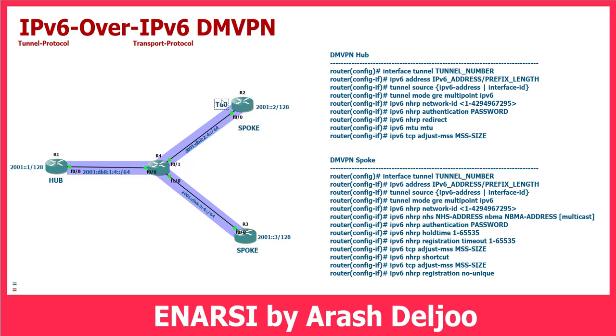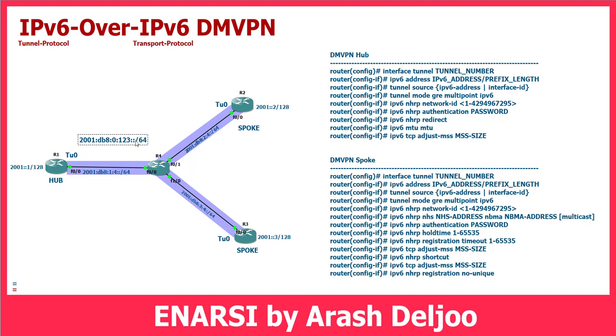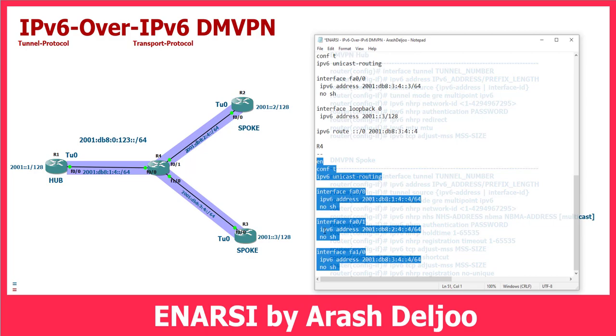About the IP address of tunnel 0, the overlay tunnel, we can use for example this range. Let me show you, 2001:DB8. Here we can use 123 or 0. Let me use 0:123::/64. So easy. All right, let me start the configuration. The configuration is easy, but I'm not going to talk about everything in one step. Let me explain the features step by step.